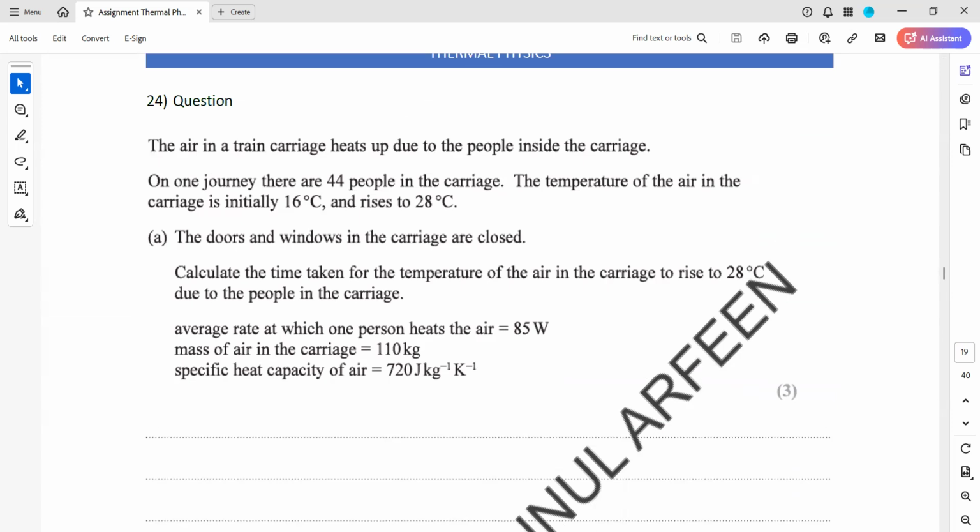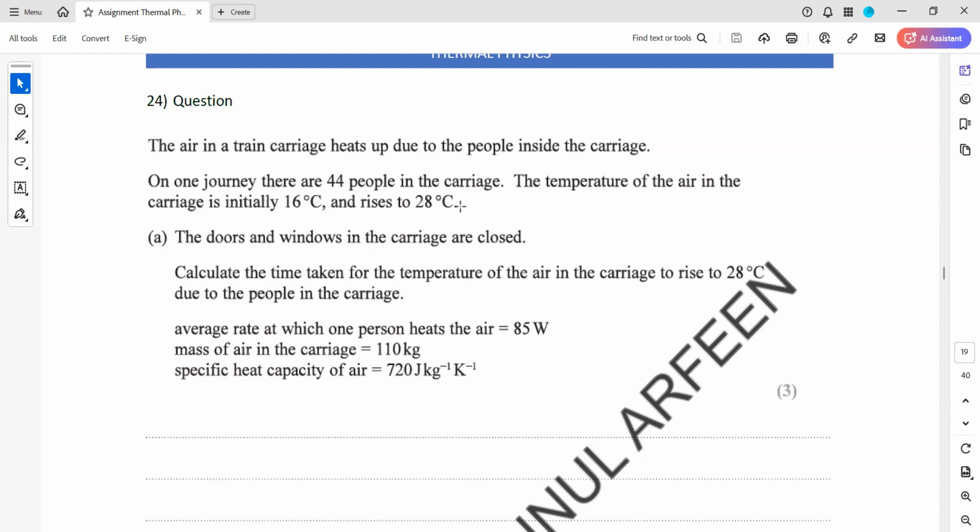In the question, the air in a train carriage heats up due to the people inside the carriage. On one journey, there are 44 people in the carriage. The temperature of the air in the carriage is initially 16 and it rises to 22 degrees centigrade. The doors and the windows in the carriage are closed, so we consider there is no gas escape. The particle number does not change.